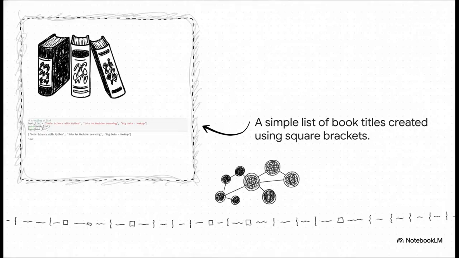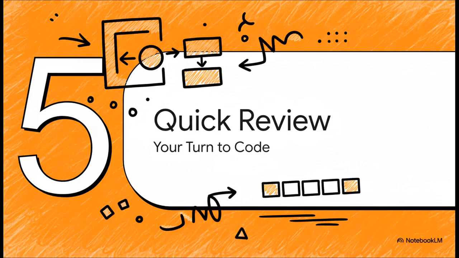And here's a perfect example of a list in action. We've created a variable called BookList, and we've stored 3 different book titles right inside those square brackets. It's just a simple, organized way to manage a group of related items, all ready to be used by one of our functions.